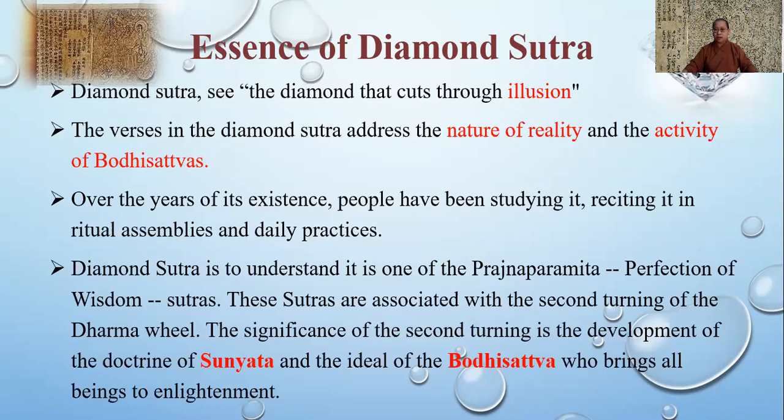And in the second turning of the Dharma wheel, the Buddha goes deeper to teach about the ultimate nature of this phenomenal world and reach the understanding of the non-phenomenal world. This we will talk about in a future class. So let's talk about the sunyata and also the nature or ideal of the Bodhisattva.